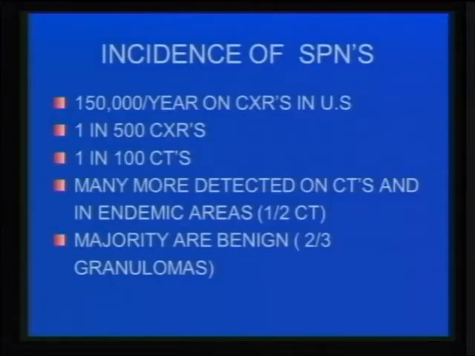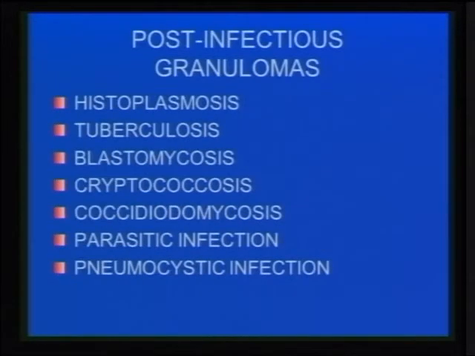If you look at the literature, they say 150,000 per year on chest x-ray in the US. We know that it's actually much higher than that. In our area, half of our patients do have at least one pulmonary nodule. But we need to also remember that in patients 50 years old or more, the majority are going to be benign, and 2/3 of them, 70% or so, are going to be granulomas. There are multiple infectious causes, whether bacterial, but most of the time fungal disease. So histo, TB, blasto, crypto, and so on, they all can give you a granuloma.